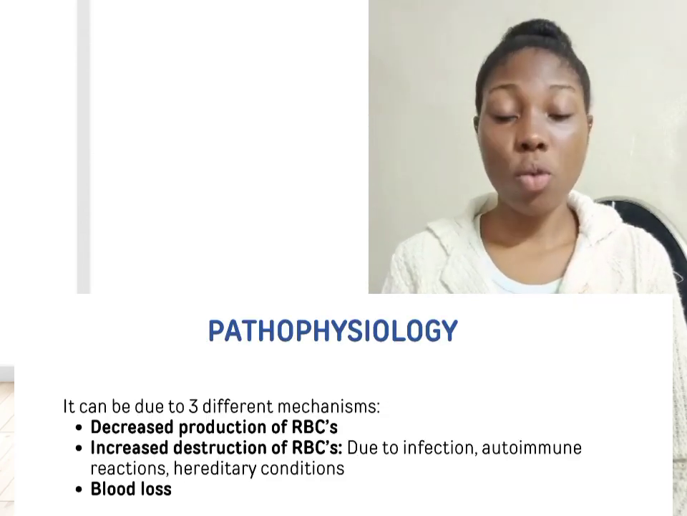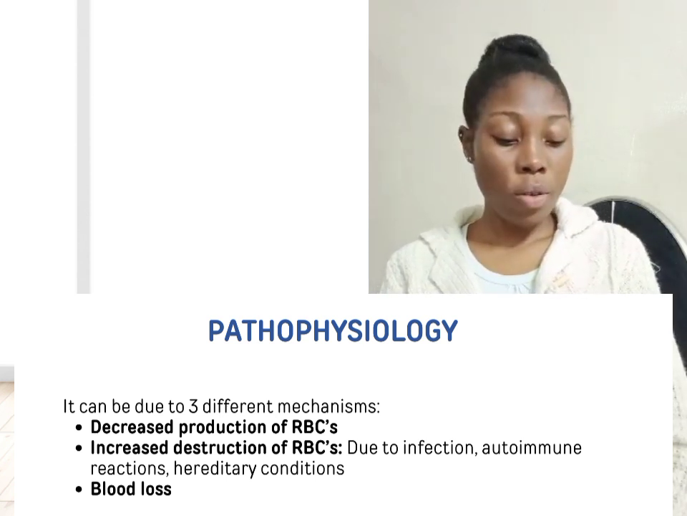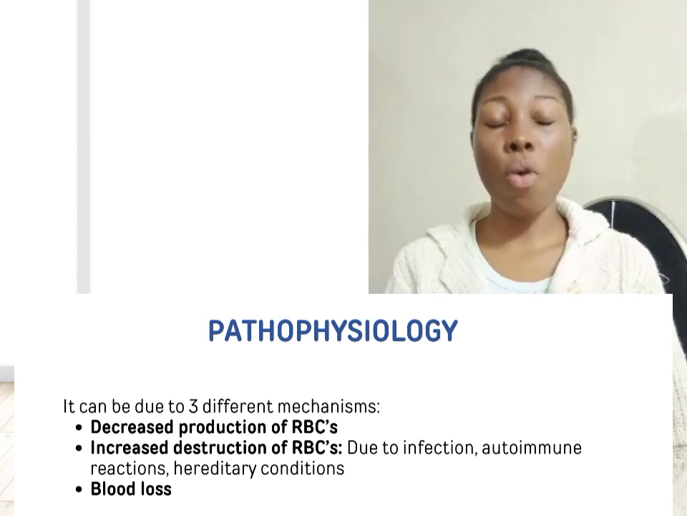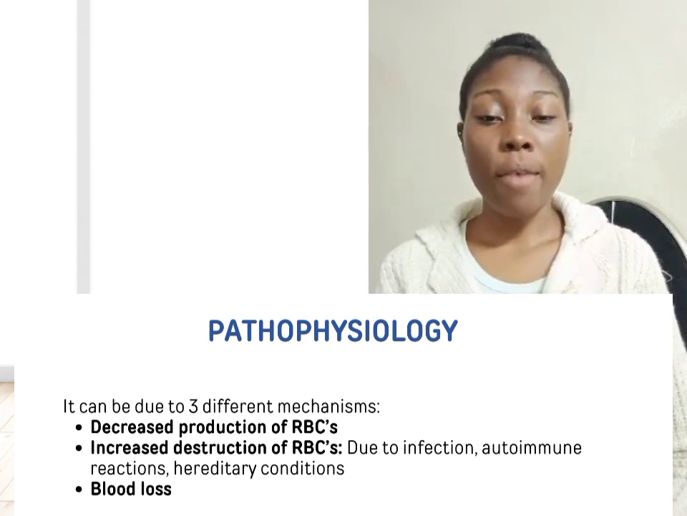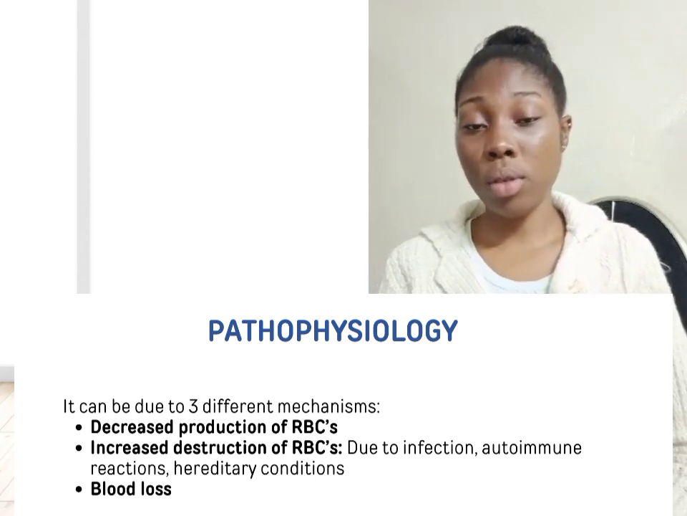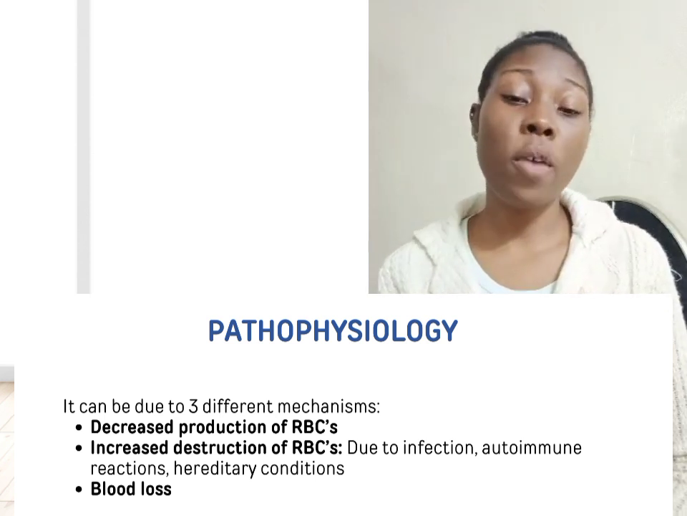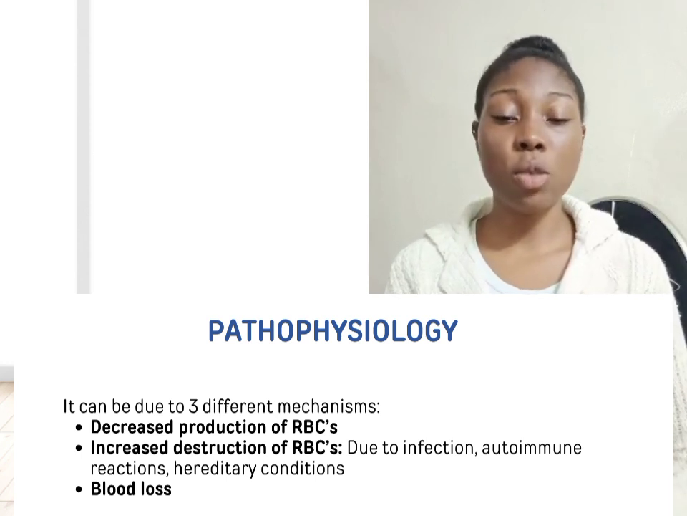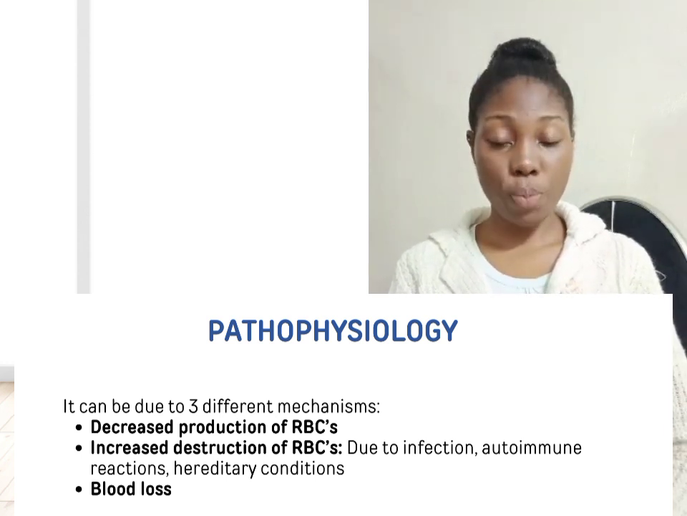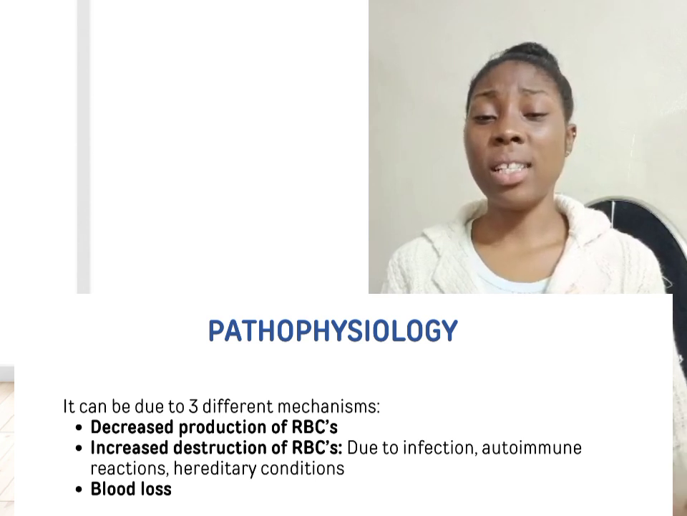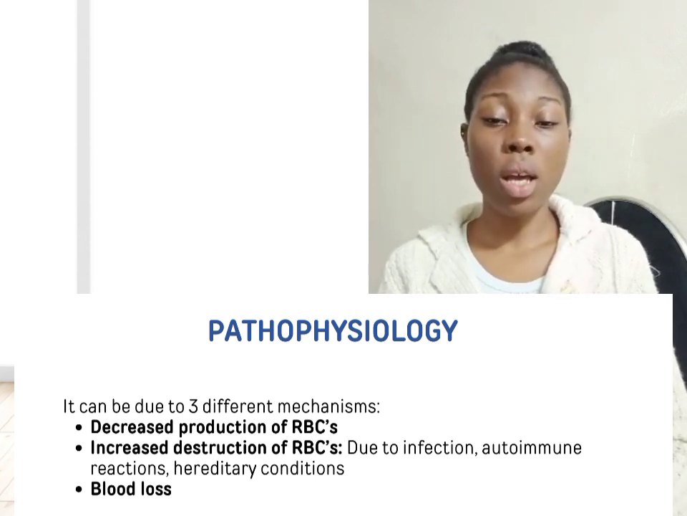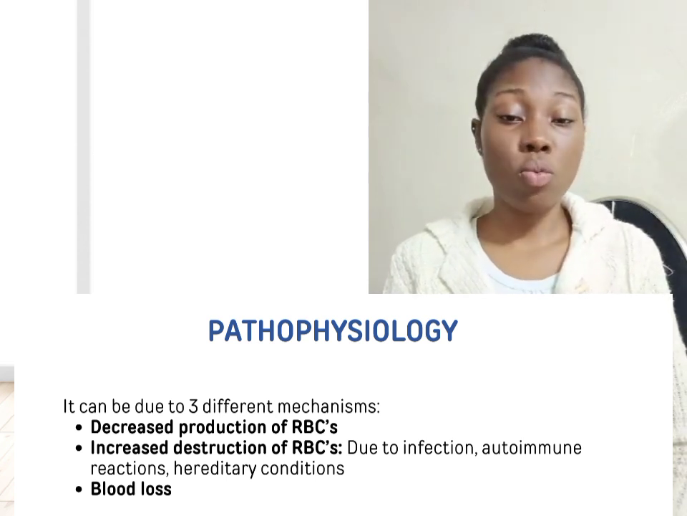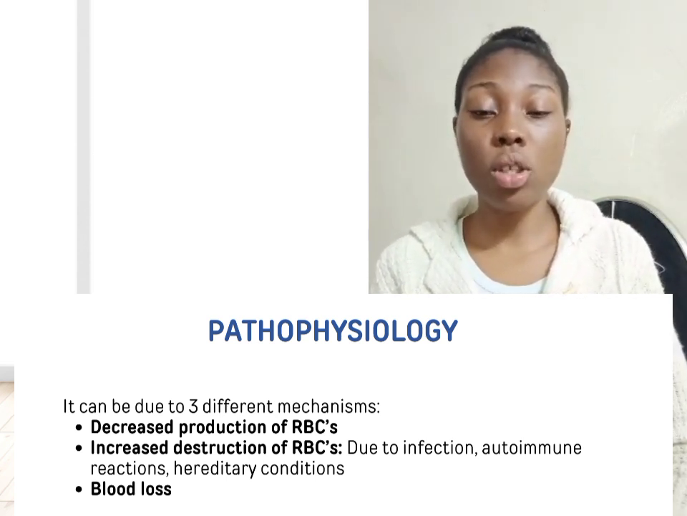Moving now to the pathophysiology of anemia. The pathophysiology lies in three main mechanisms that occur in the body. First, we have the decrease in production of red blood cells. This might be due to a fault in the bone marrow, as we know that the bone marrow is one of the centers where red blood cells are produced. Next, we have an increase in the destruction of red blood cells, also known as hemolysis. Here, it can be caused by disease conditions like infections in the body.